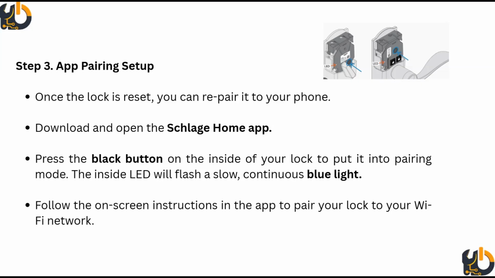Step 3. App Pairing Setup. Once the lock is reset, you can repair it to your phone. Download and open the Schlage Home app. Then press the black button on the inside of your lock to put it into the pairing mode. The inside LED will flash a slow, continuous blue light. Once done, follow the on-screen instructions in the app to pair your lock to your Wi-Fi network.